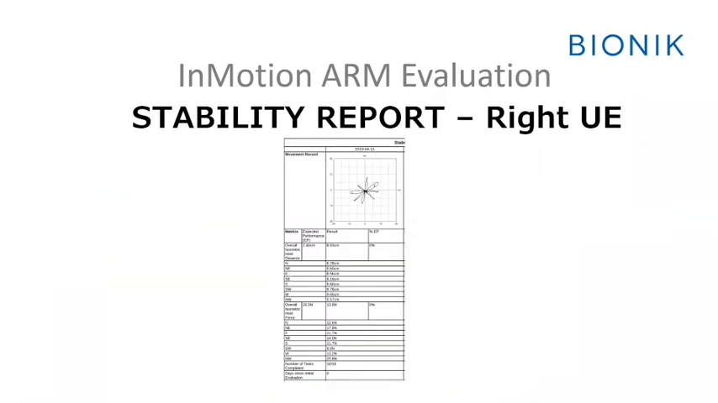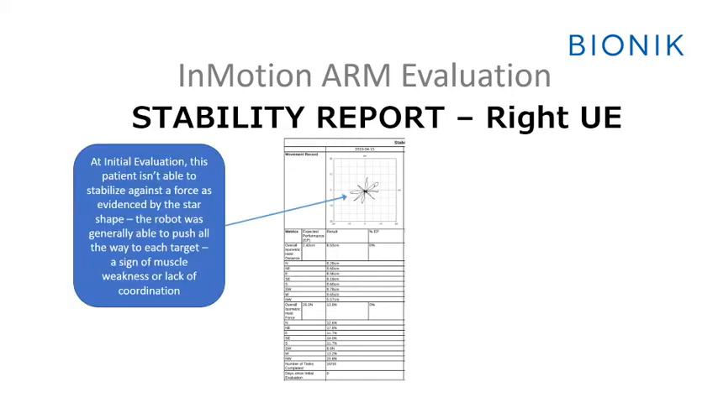In our patient's report, we can see that when the patient has a limitation in a specific direction, the device is able to move the patient's arm, and the graphic shows up as that star shape. So at initial evaluation for this patient, they weren't able to stabilize against the force, so that star shape shows up. What this means is the robot was generally able to push all the way to each target, a sign of either muscle weakness or a lack of coordination.